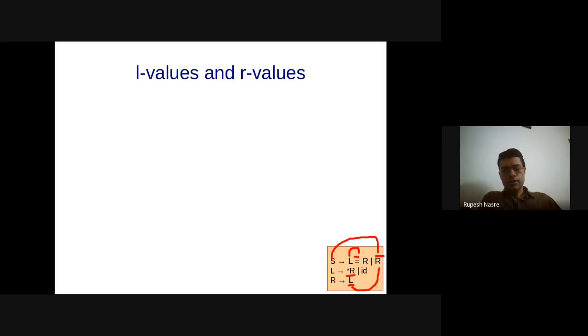I'm just typing down the item set that I think is going to be I0. So S prime deriving .S, where S prime is the new symbol, S deriving .L equal to R, S deriving .R, L deriving .star R, and L deriving .id, and R deriving .L. So that should be our I0. Great.